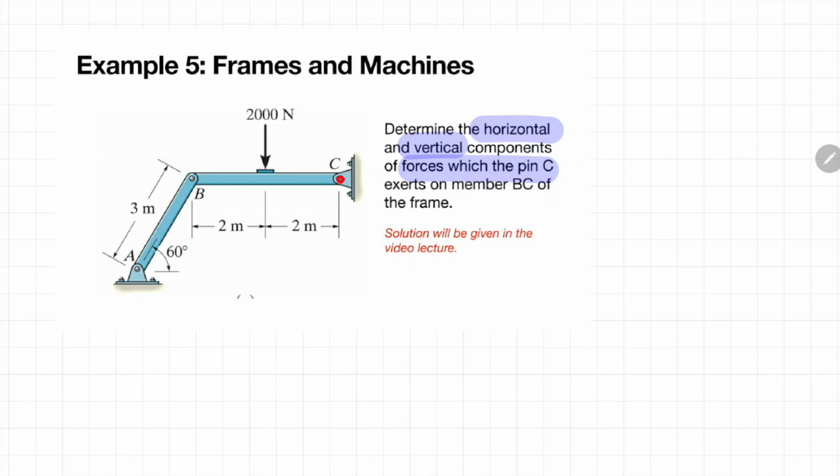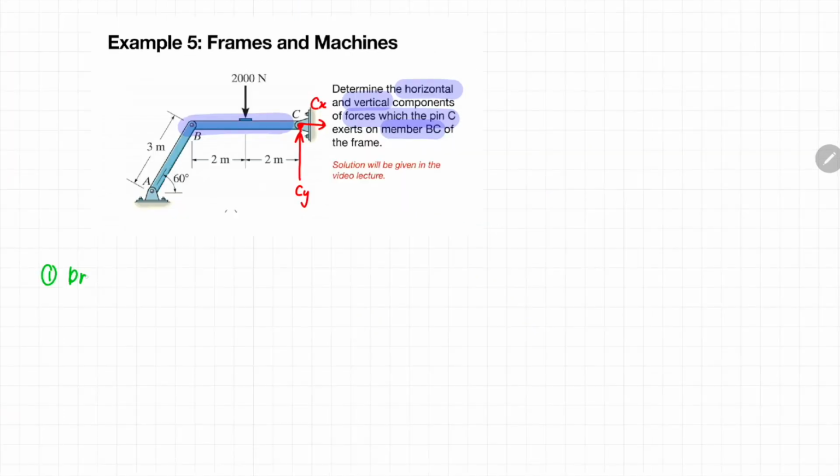So you know C is a pin type of joint, so there will be one force in the Y direction and another force in the X direction. So basically they want to know what is the magnitude of Cx and what's the magnitude of Cy. Okay, let us try to solve this particular problem by drawing the free body diagram of each individual member.